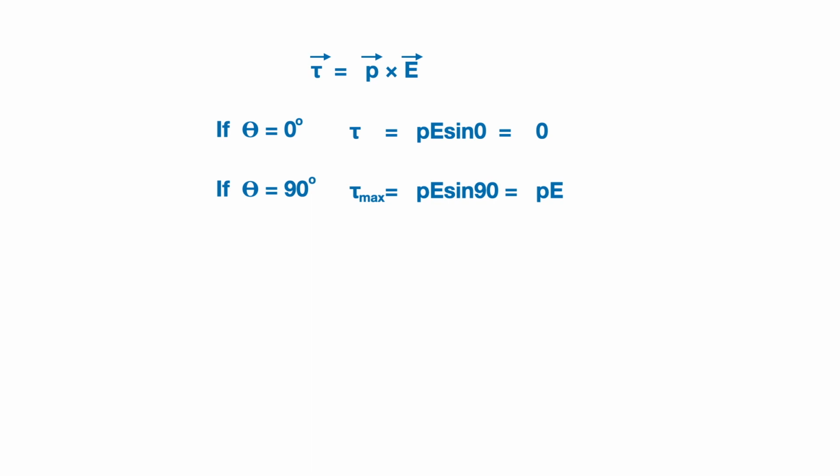From here we can also define the electric dipole moment. We can write the electric dipole moment P as equal to tau maximum upon E. That is, the electric dipole moment can be defined as the maximum torque, provided the electric field is unity.